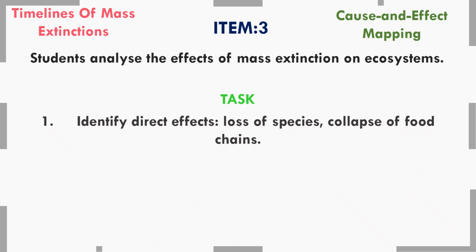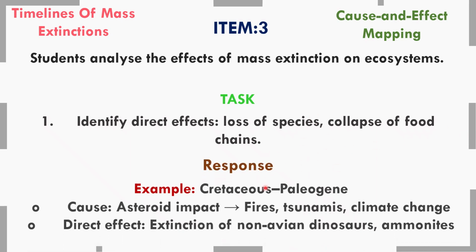Let's start with identify the direct effect: loss of species, collapse of food chains. Example, Cretaceous-Paleogene. The cause was asteroid impacts, which resulted in fires, tsunamis, and climate changes. Direct effects were extinction of non-avian dinosaurs and ammonites.